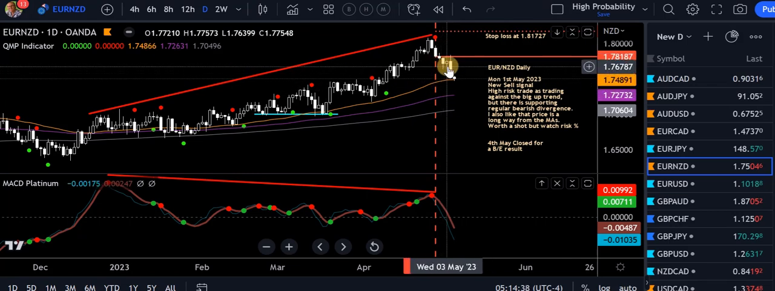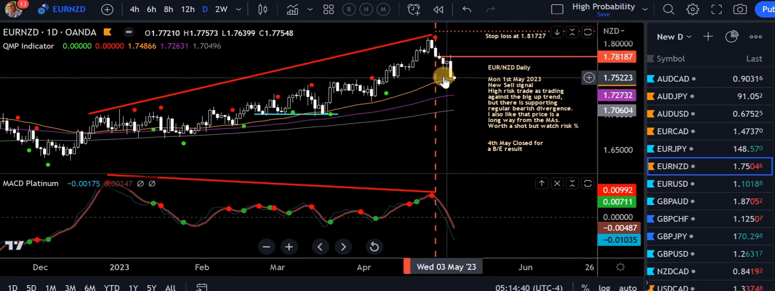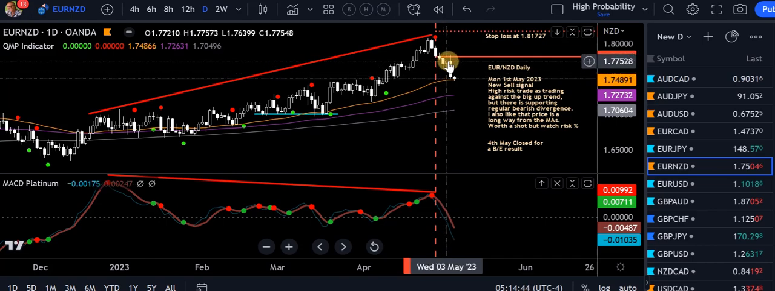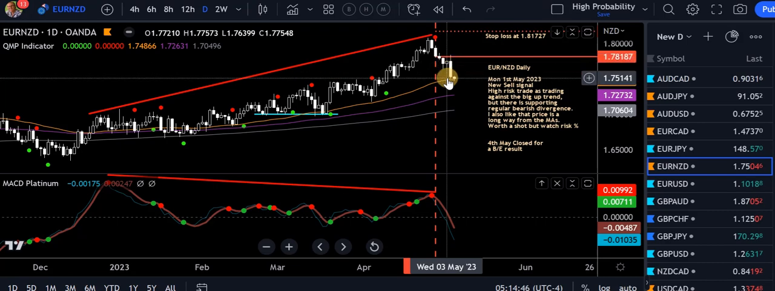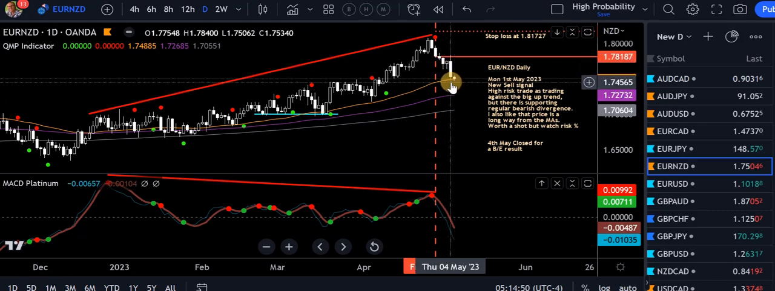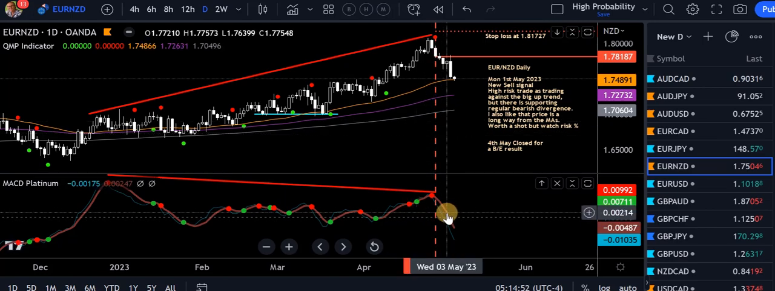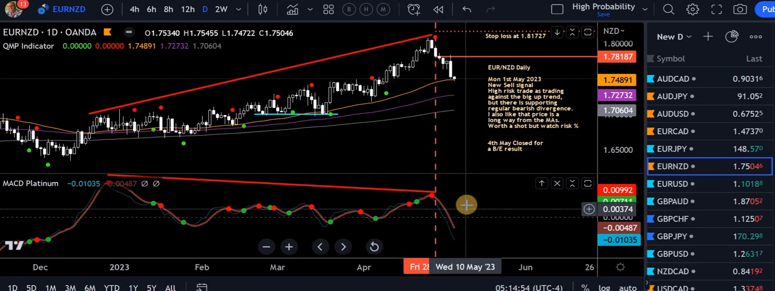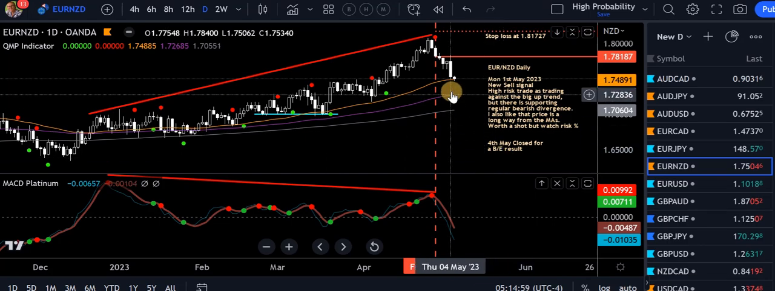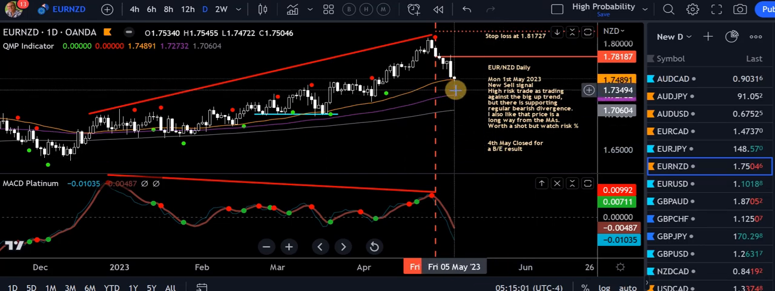I just didn't like the look of the chart. I had that bullish candle there and little hammer things, whatever they are. And I just thought, nah, best to get out, reduce my risk. And as Murphy's Law would have it, it just dropped nicely down to the moving averages, and the MACD platinum's cleanly through the zero level. So I called it as a break even.